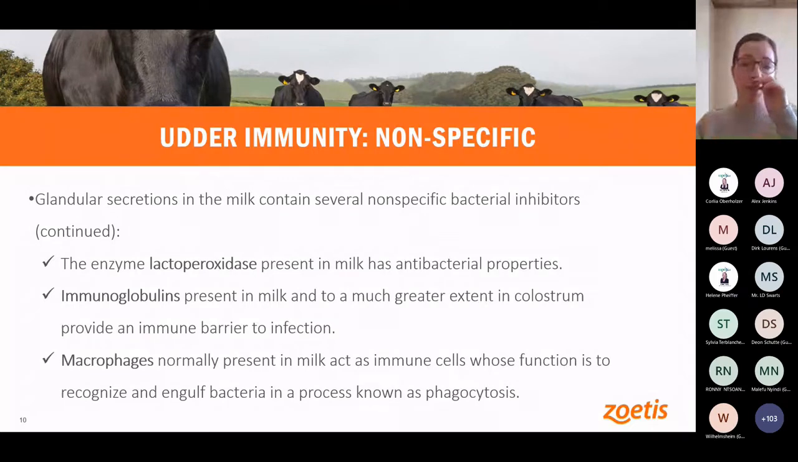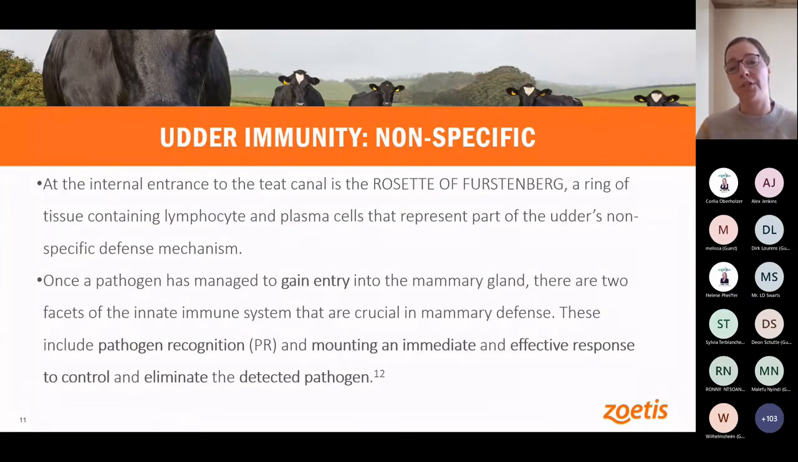Okay. Then at the entrance of the teat canal is the rosette of Furstenberg. This is just a ring of tissue. It contains lymphocytes and plasma cells that are part of the animal's immune system. And it has been shown that the mammary epithelial cells are very, very important in recognizing when something that enters the teat canal is not from there. So in other words, it is a pathogen recognition system.